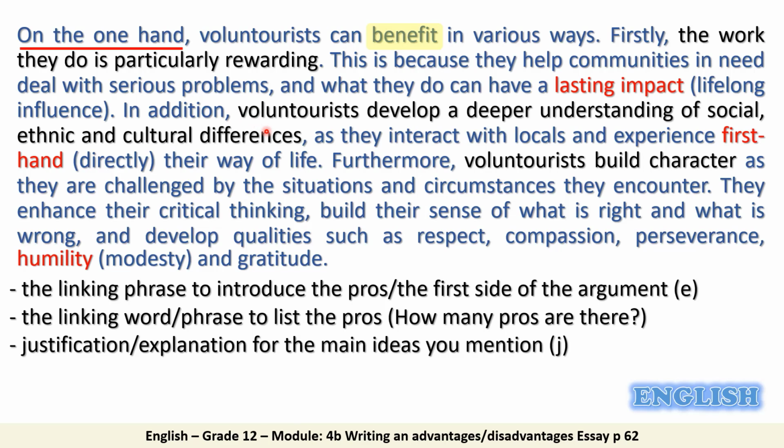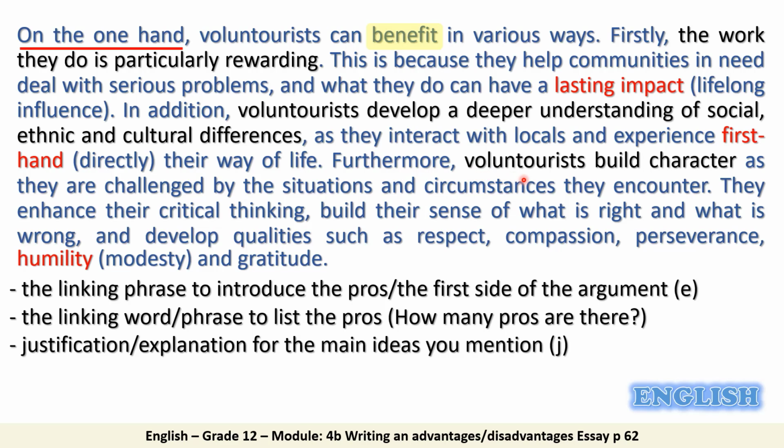And here you are, the second topic sentence or main idea or second benefit. Voluntarists develop a deeper understanding of social, ethnic, and cultural differences. How does it happen? This is the explanation. As they interact with locals and experience firsthand their way of life, or they experience directly their way of life. Furthermore, this linker is used again to add another advantage.